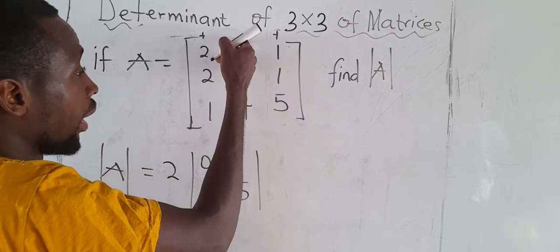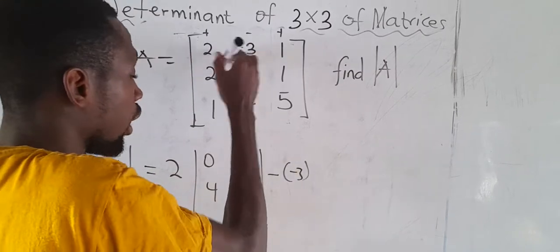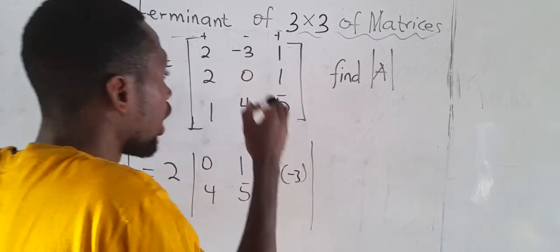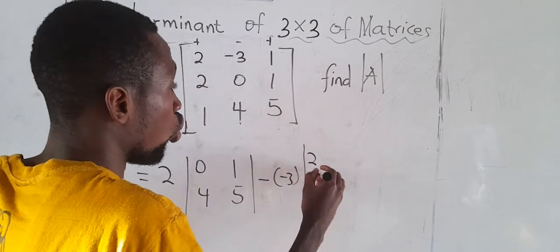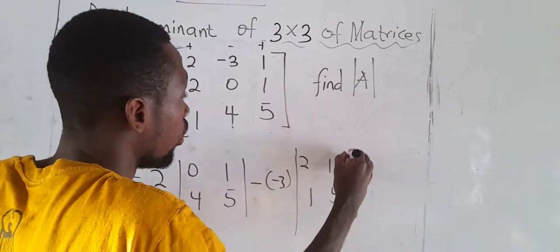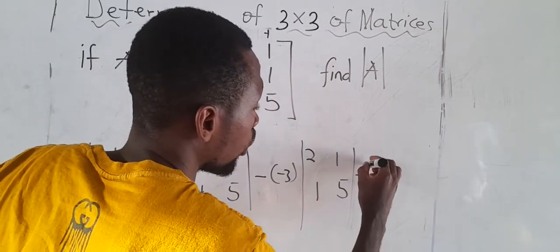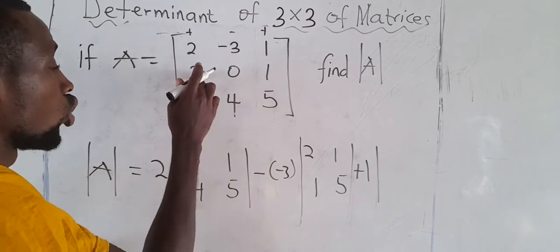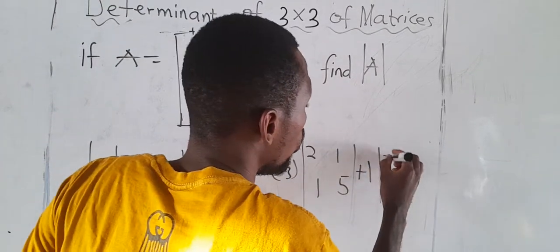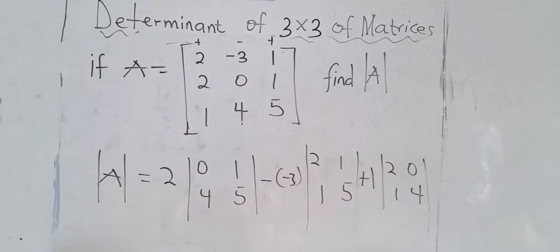Then, remember, minus. So, minus negative 3. Here is negative 3. Then the determinant of what is not under the negative 3. So this will not come. You have 2, 1, 1, 5. Then plus. Plus 1. Then the determinant of what is not under the 1. What is not under the 1? 2, 1, 0, 4. Now you find the determinants.